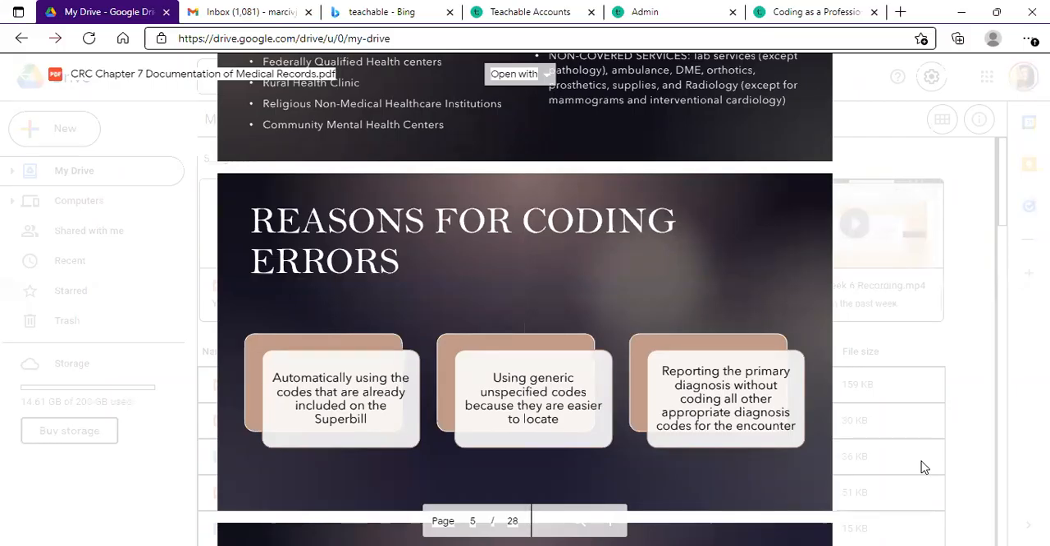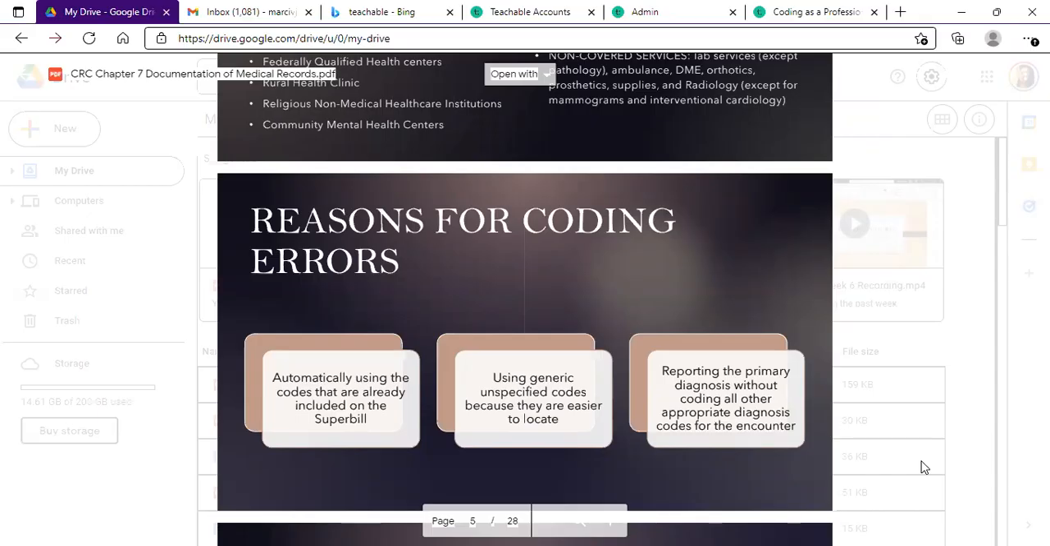Another reason: using generic unspecified codes because they're easier to locate. I'm sure you've heard of ICD-9 and now we have ICD-10. Again, the United States of America was the last country to switch to ICD-10. Everybody else had already been using ICD-10 for years. And the governing body was like, look, United States, everybody else is on 10, you guys are still lagging and dragging on 9. So in 2015, there was a transition from ICD-9 to ICD-10, which is basically saying there was the 9th edition, and this is the 10th version of the International Classification of Diseases.